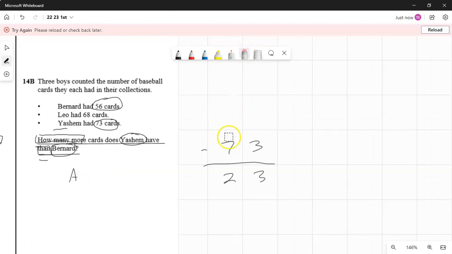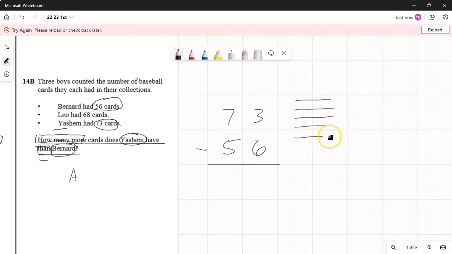Whenever we subtract, we always put the big number on top. So Yashim's number is 73, and Bernard's number is 56. So this is going to look like my subtraction problem, with a subtraction sign, and I'm going to model it. So 73 minus 56. 73 is going to look like this. That's 10, 20, 30, 40, 50, 60, 70, and 3 would be 1, 2, and 3.